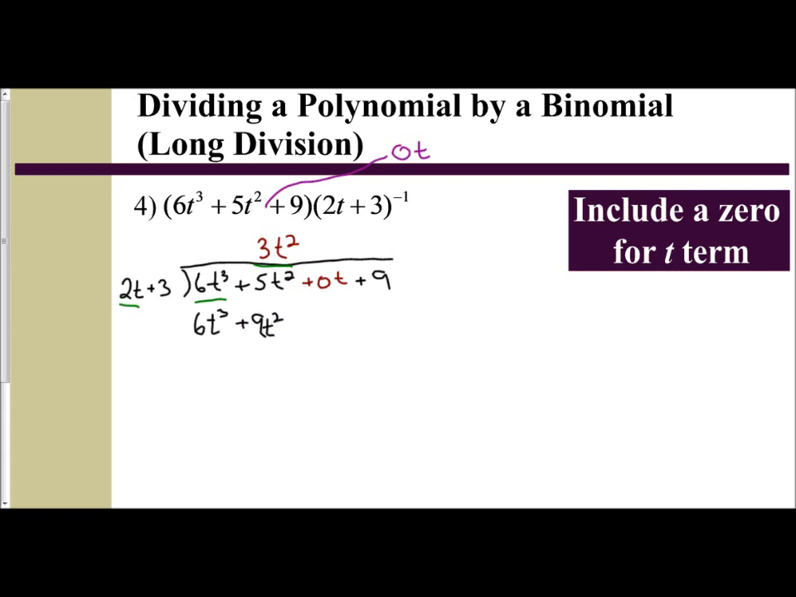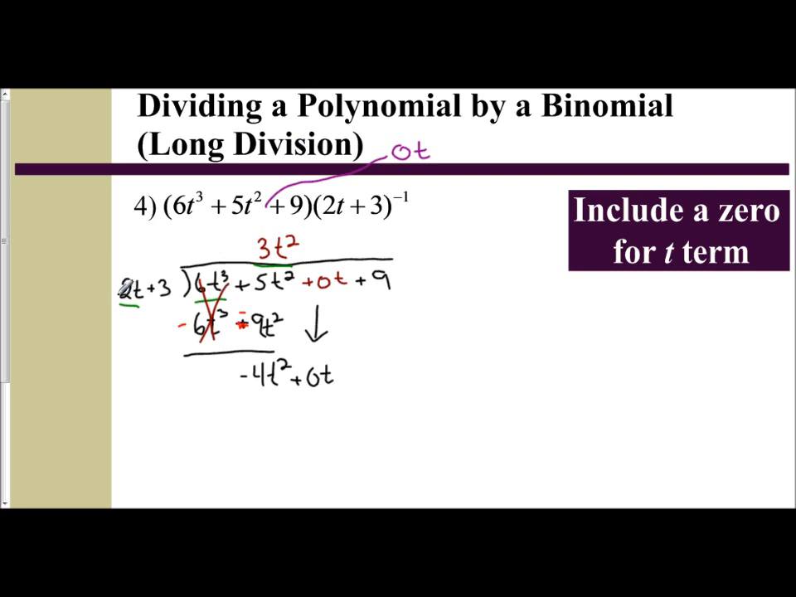Whole point is to subtract, so let's change all these to the opposite. So the plus becomes a minus here. And so 6t cubed minus 6t cubed is going to cancel. 5t squared minus 9t squared is going to be negative 4t squared. Drop down your 0t.